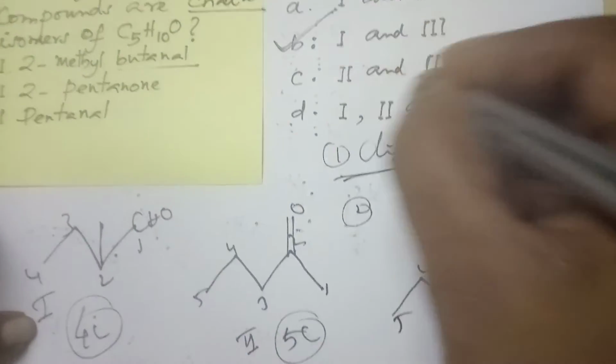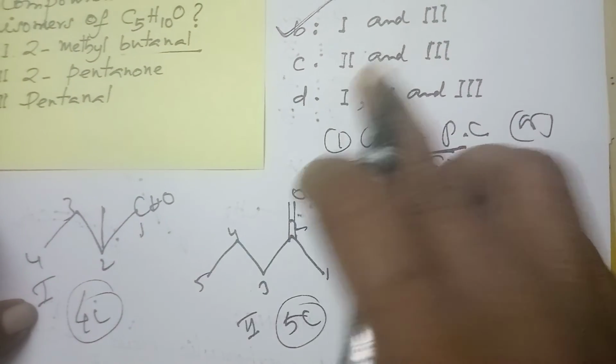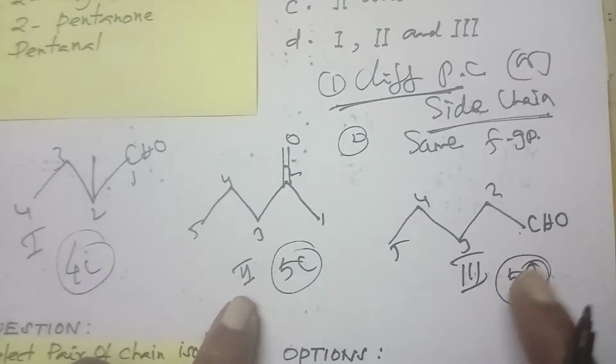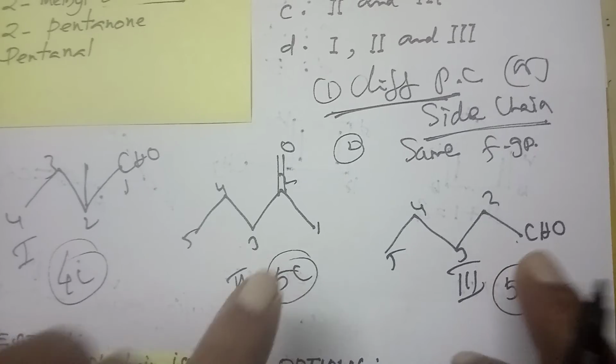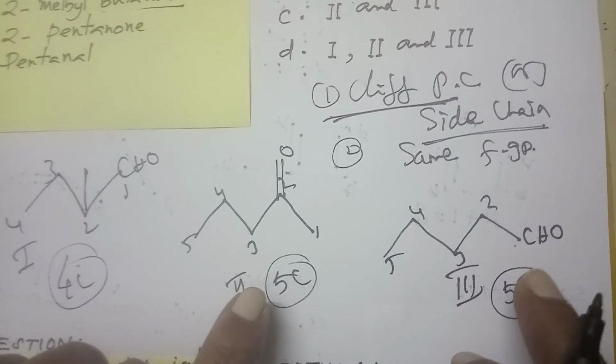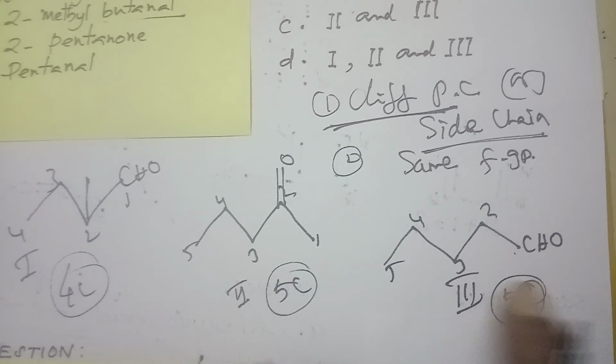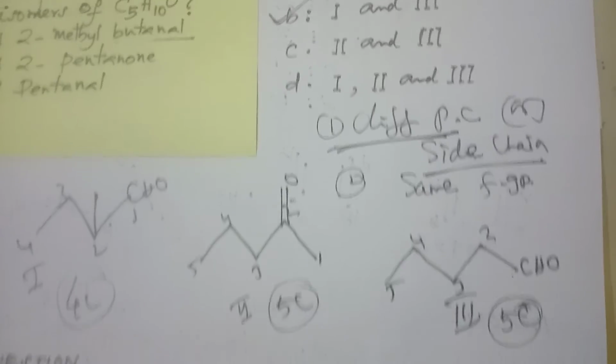Let us go and eliminate the remaining two also. 2 and 3: what happened to 2 and 3? Both have 5 carbon, same parent chain. So it is not the correct answer. D is 1, 2, 3. It is not correct. So like that we have to approach.